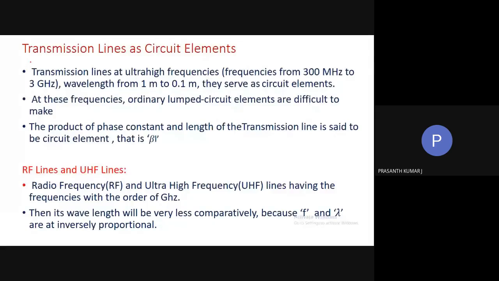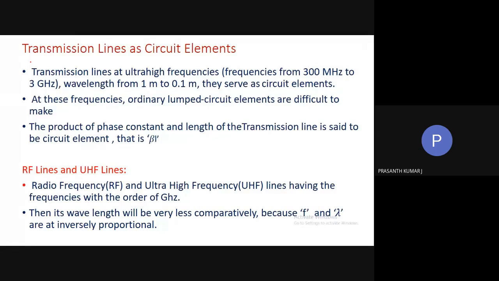You cannot see these distributed parameters physically, but we can feel their presence. Now, in this topic, I will explain when a transmission line acts like an inductor, when it acts like a capacitor, and when it acts like a resistor. At different lengths, it will act like an inductor, a capacitor, or a resistor.